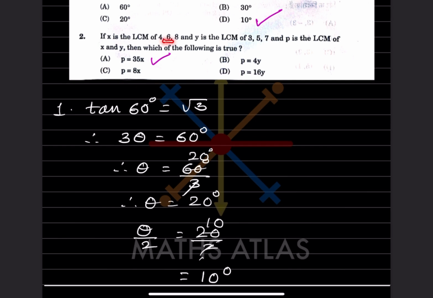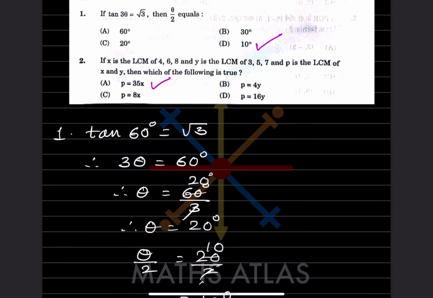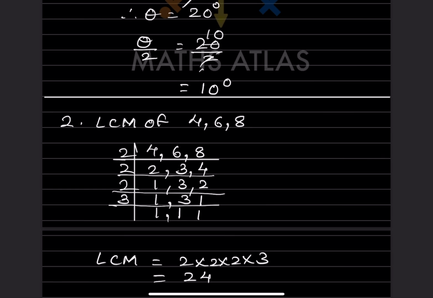If x is the LCM of 4, 6, 8 and y is the LCM of 3, 5, 7 and p is the LCM of x and y, then which of the following is true? These are the options given. First we'll see the LCM, this is given as 4, 6, 8. So we can take the LCM. You know how to do this to find out the LCM.